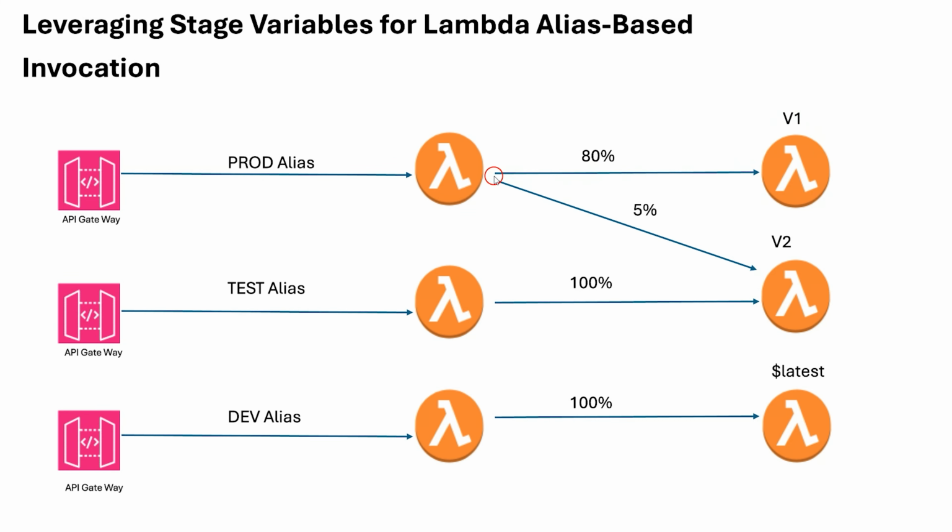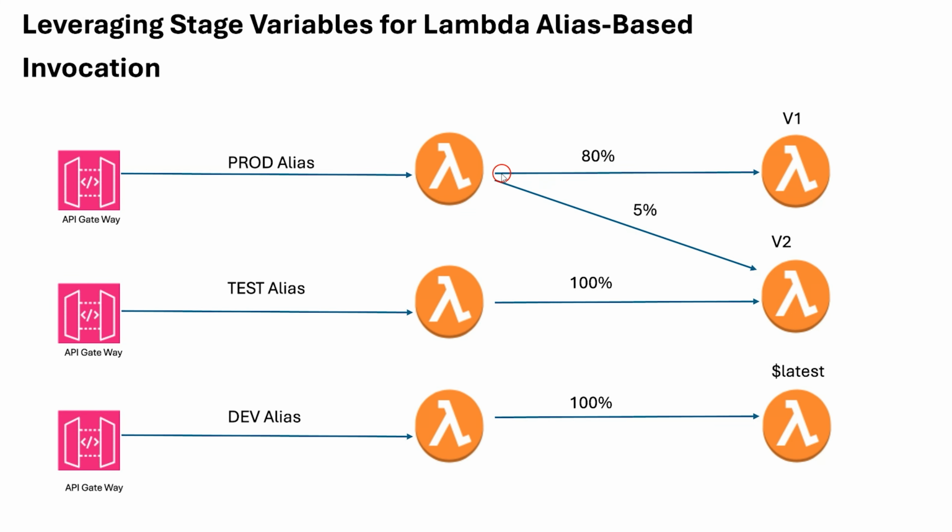And right here we do weighted routing. So what is weighted routing? We have already seen it in our previous Lambda alias session. What happens here is 80% of the requests will go to v1 and 5% of requests will go to v2. So this is somewhat like canary deployments.